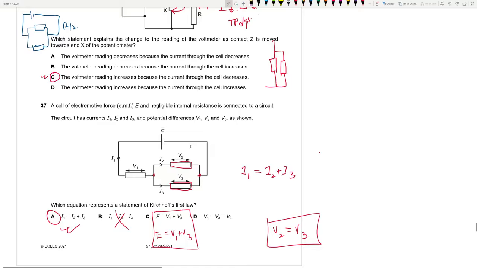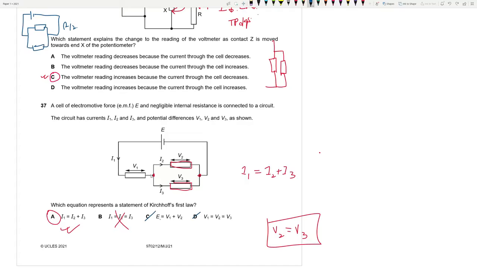37. A cell of electromotive force E and negligible internal resistance is connected to a circuit. The circuit has currents I1, I2, I3 and potential differences V1, V2, V3. Which equation represents Kirchhoff's first law? It has nothing to do with voltage, guys. That's the second law, okay? It has nothing to do with voltage. So we are going to get rid of voltage.